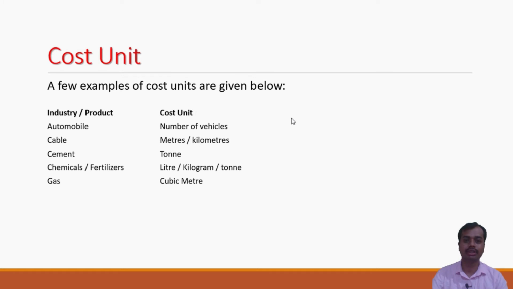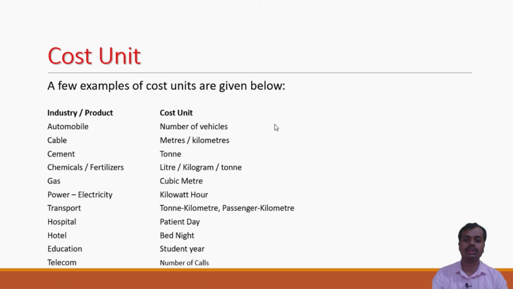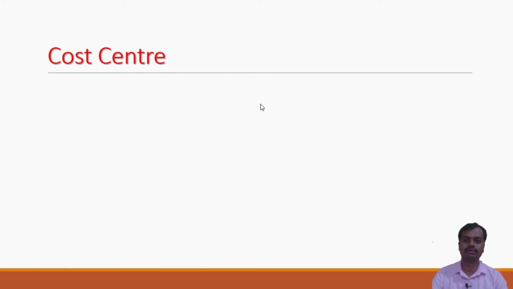Gas: cubic meter. Power, electricity: kilowatt hour. Then transport: ton kilometer or passenger kilometer. Then hospital: patient per day. Hotel: bed per night. Education: student per year. Telecom: number of calls.